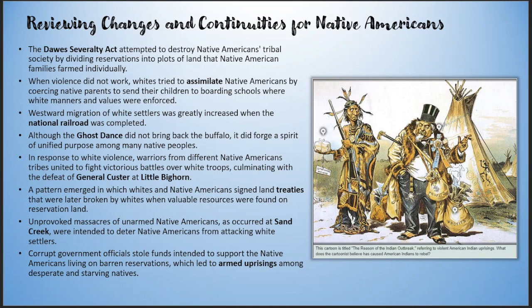Unprovoked massacres of unarmed Native Americans, such as the one that occurred at Sand Creek, were intended to deter Native Americans from attacking white settlers. And corrupt government officials often stole funds intended to support the Native Americans living on these barren reservations, which led to armed uprisings among desperate and starving natives.